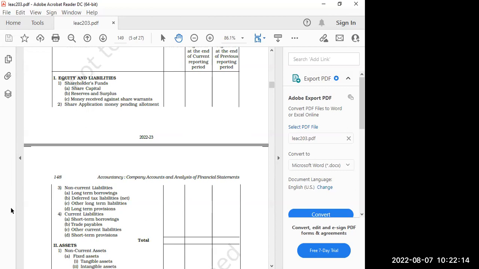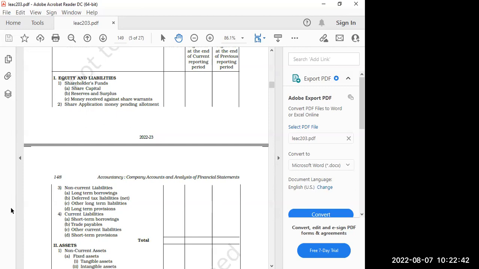Okay. Third item, money received against share warrants. Warrant means you are giving one document to the buyer which entitles the buyer to buy the equity shares of the company at a later date at a concessional price. Okay, that is called warrant. Suppose you sold any warrant like that, you have to write in this column, point number C. But normally it won't be there in a company's trial balance.